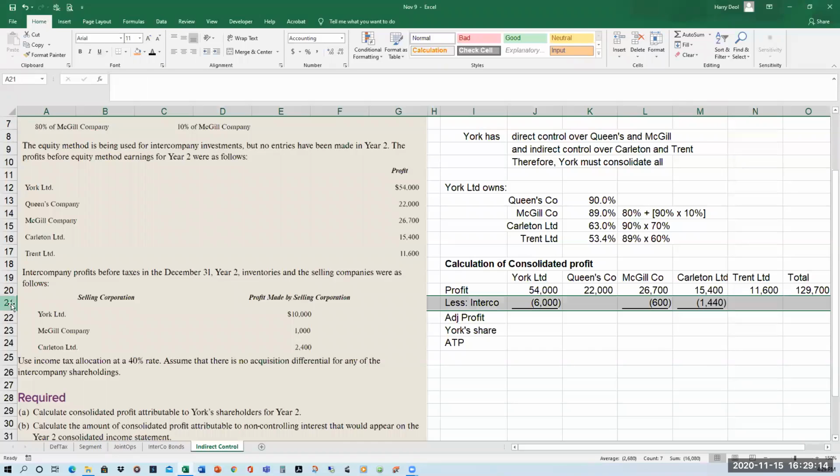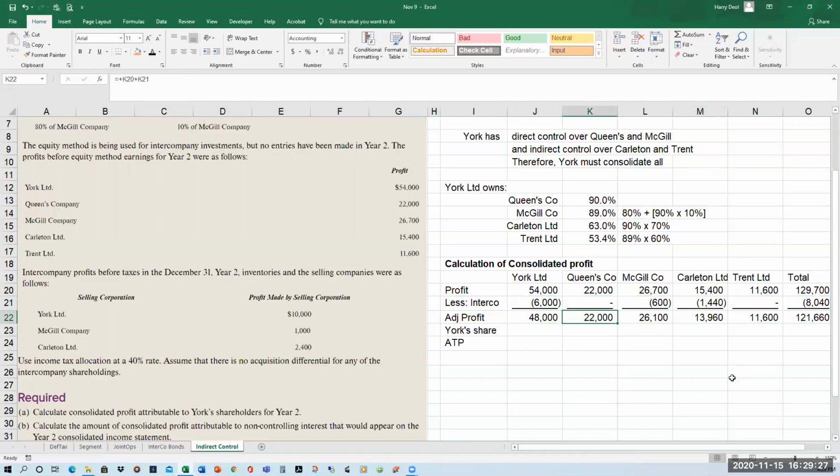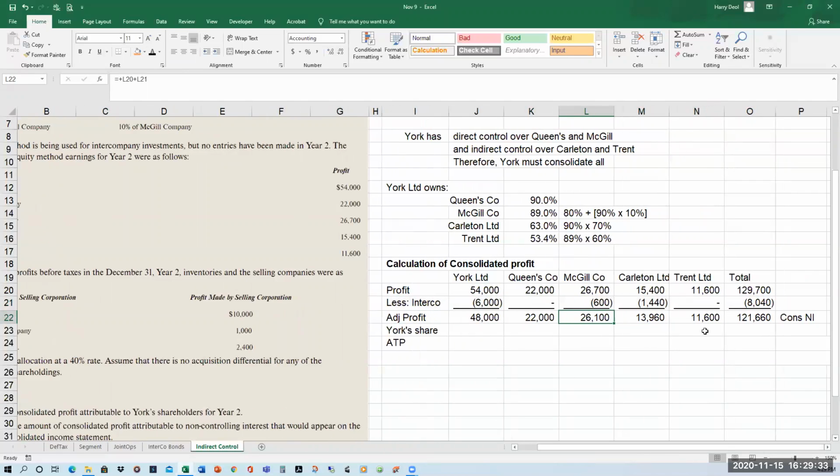So that's a total adjustment of $8,040 due to intercompany unrealized profits, giving us adjusted profits of $48,000 for York, $22,000 for Queen's, $26,100 for McGill, $13,960 for Carlton, and $11,600 for Trent. The sum total of these adjusted net incomes, folks, is the total consolidated net income.